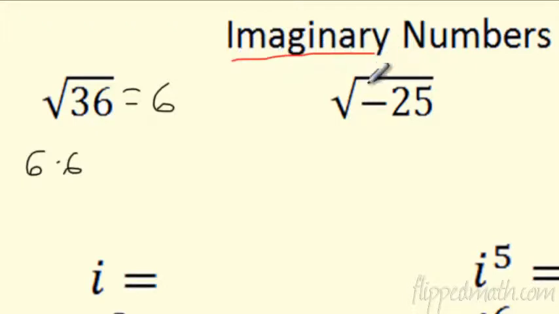So these are called imaginary numbers. What number times itself is negative 25? Well, we know it's not 5 times 5 because that's positive. It's not negative 5 times negative 5 because that would be a positive 25. So what do we say? It's actually 5i times 5i. So the square root of negative 25 is 5i.